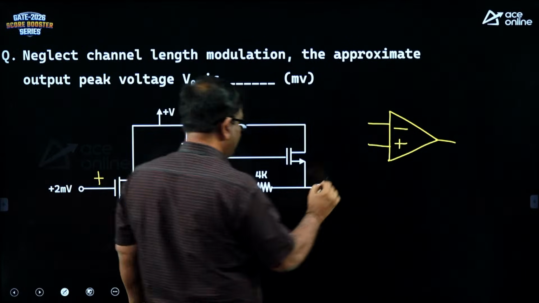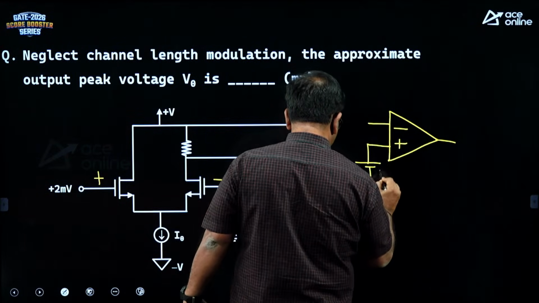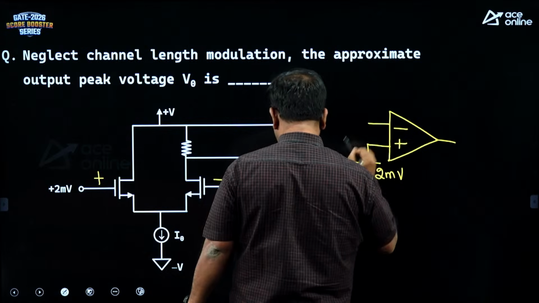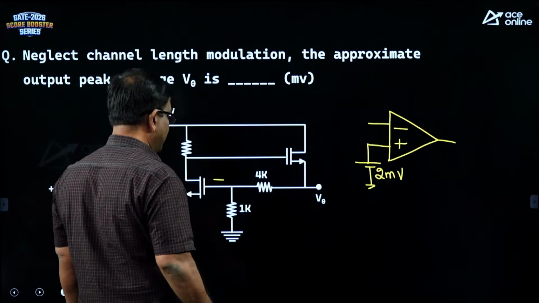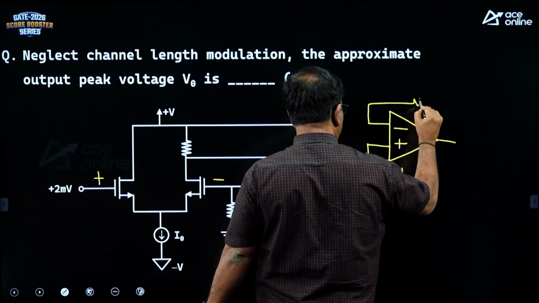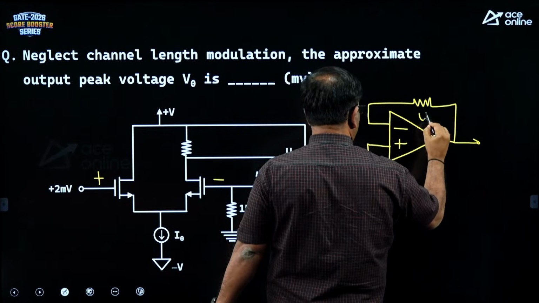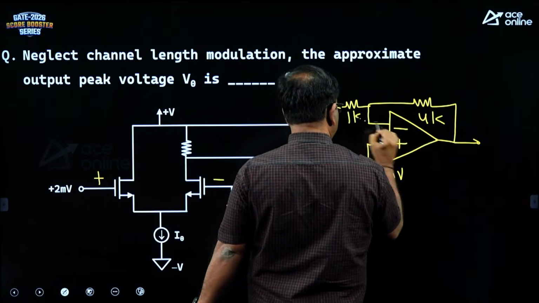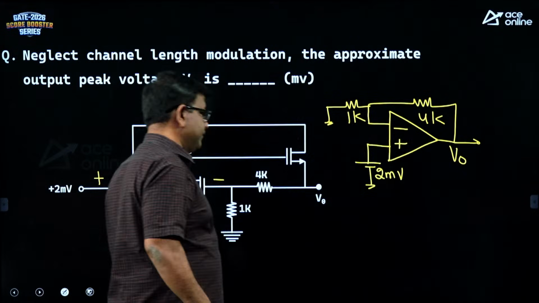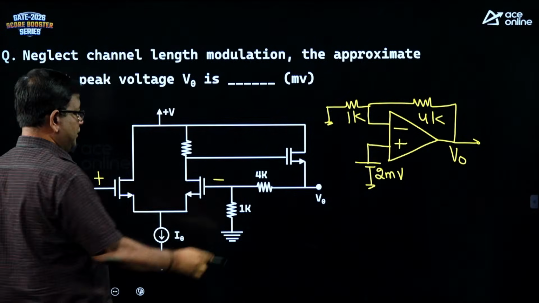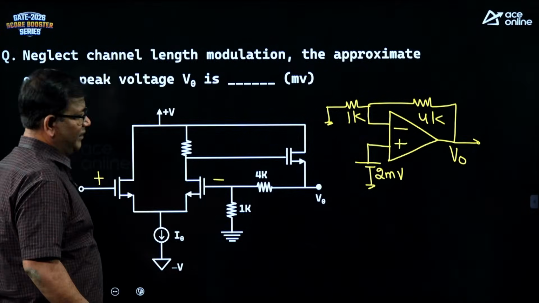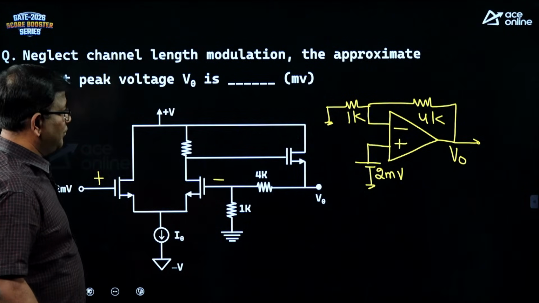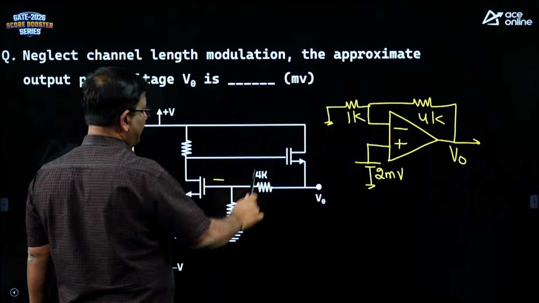At the non-inverting terminal, you are given 2 millivolts. At the inverting terminal, from the output you have a 4K and 1K. So, this is a simple non-inverting amplifier, okay. And this transistor you can treat as a buffer at the last stage. So, the gain of a buffer is generally 1, okay.